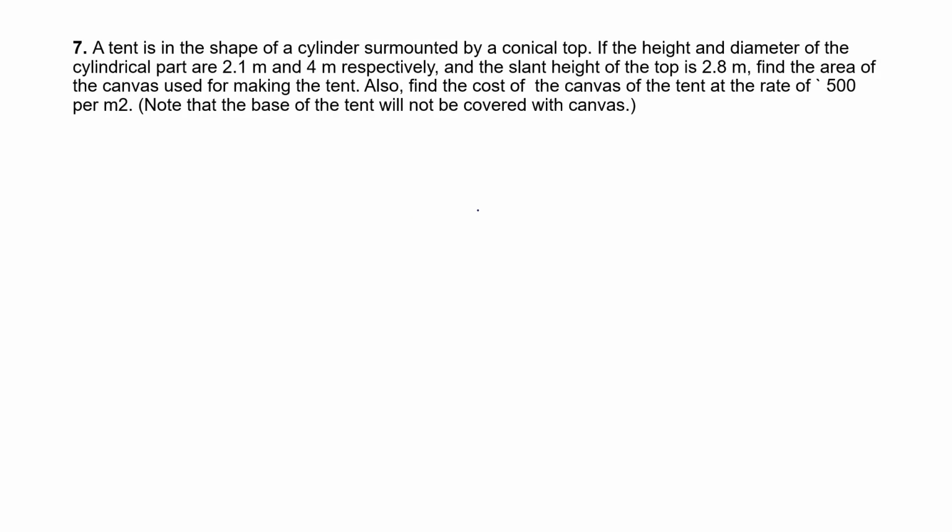Next question, a tent is in the shape of a cylinder. You have seen a tent. It will be like this, a cylinder surmounted by a cone. The height and diameter of the cylindrical part: height is 2.1 meter and diameter is given as 4, so the radius of this is 2. If the radius is 2, this is also 2 because it is on the top of this.